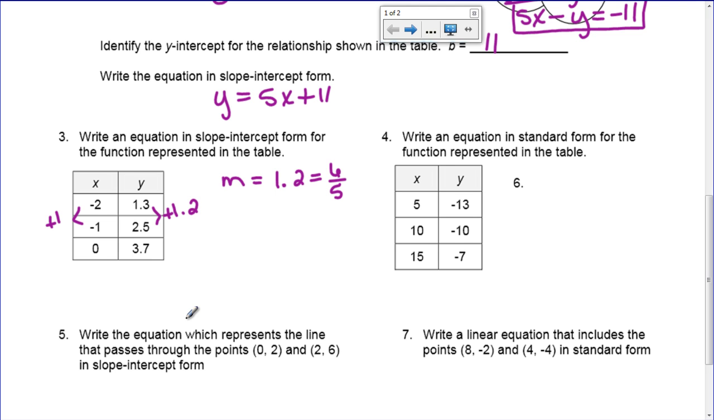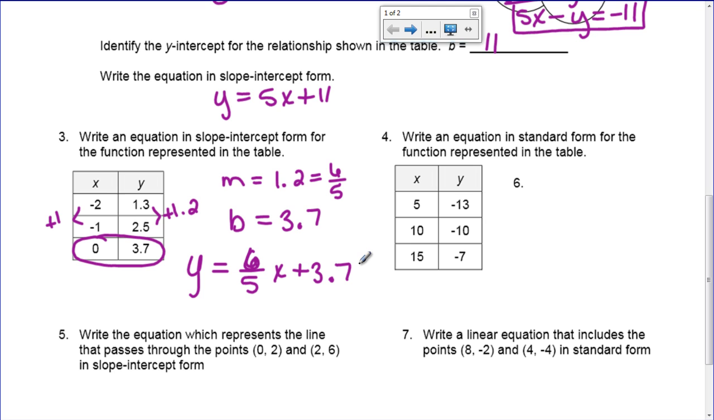Now we need the y-intercept, and there are a couple ways to do this, but they made it super easy on us because they put it in our table. It's right here where x equals 0. My y-intercept is 3.7. So now I have slope and I have y-intercept. I'm going to use the fraction, but you could use the decimal too. So I have y equals 6/5 x, because that's my slope, plus 3.7. Now I'm going to leave my y-intercept as a decimal because that's a little bit easier to graph, but to use slope, the ratio or the fraction is usually better, so you have rise over run.